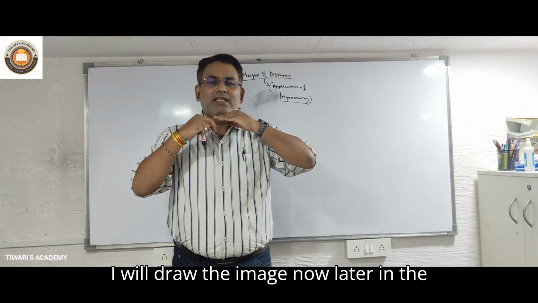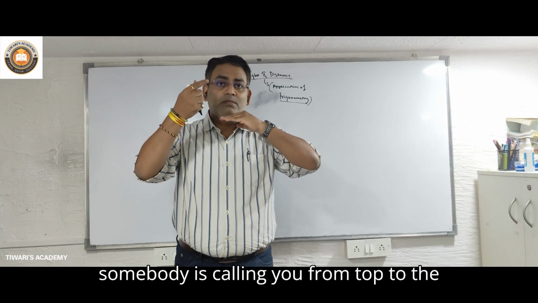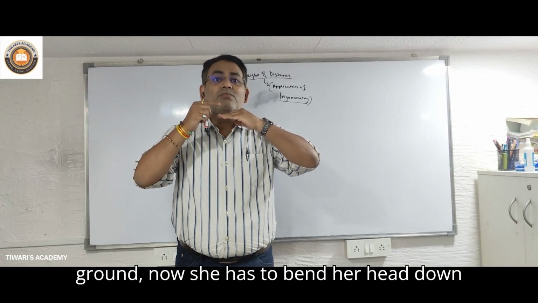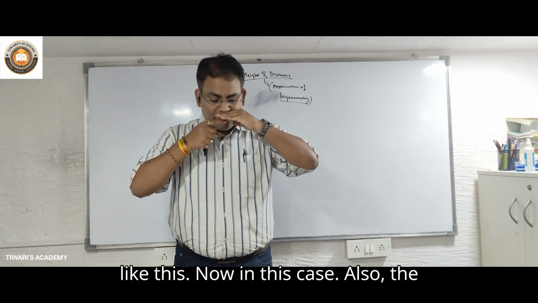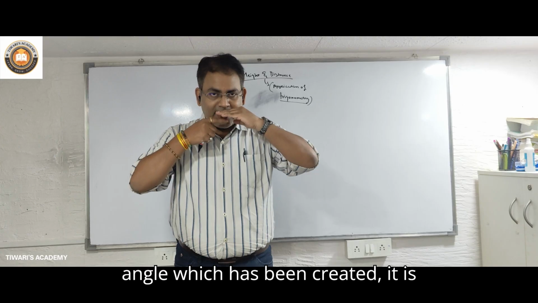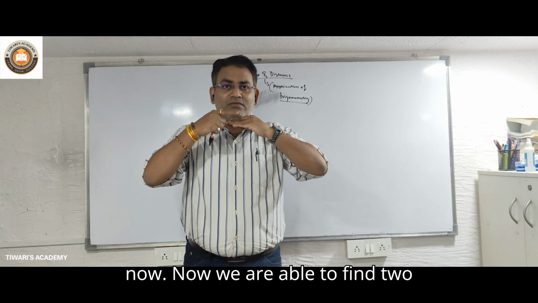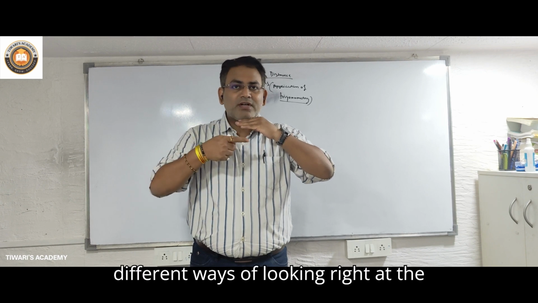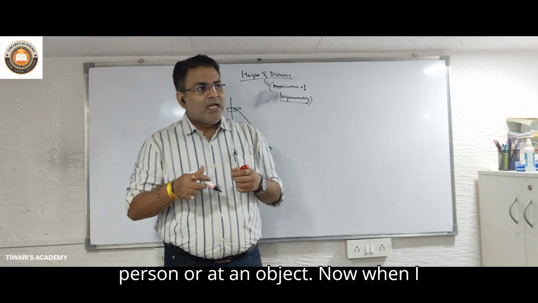Later, in the second example, when somebody is calling you from the top to the ground, she has to bend her head down like this. Now in this case also, the angle which has been created is downward. Earlier the angle was upward. Now we are able to find two different ways of looking at a person or at an object.